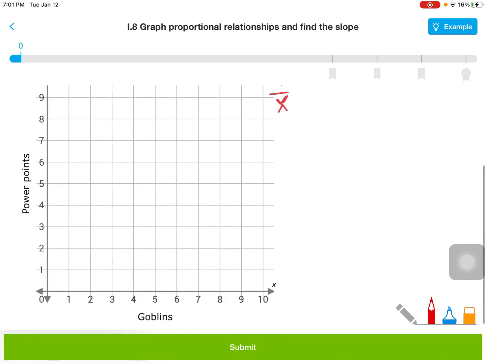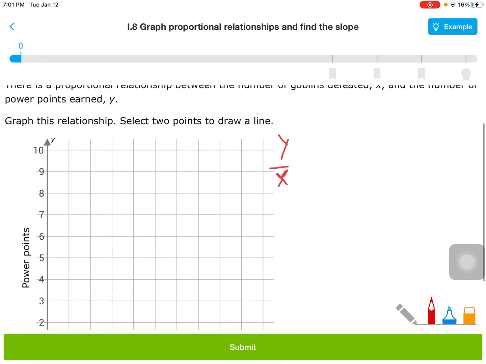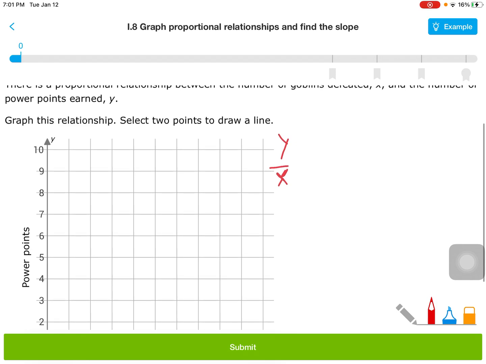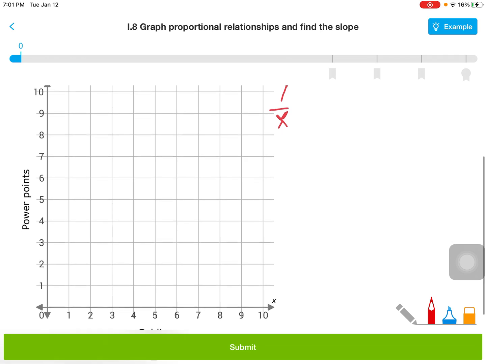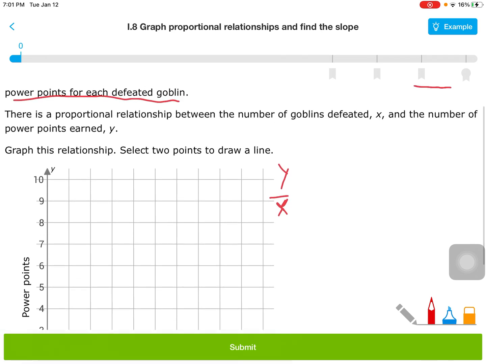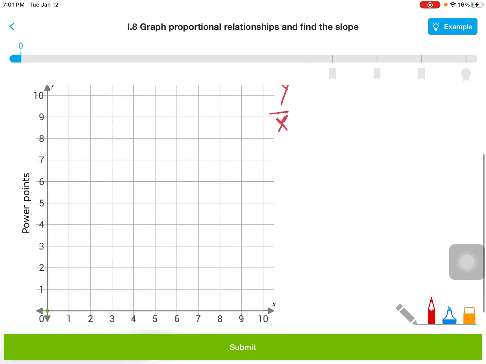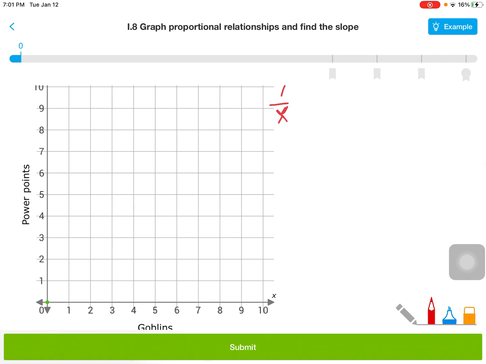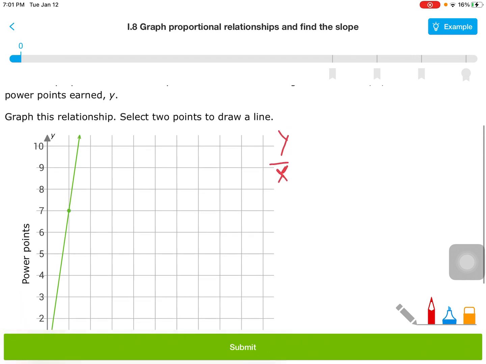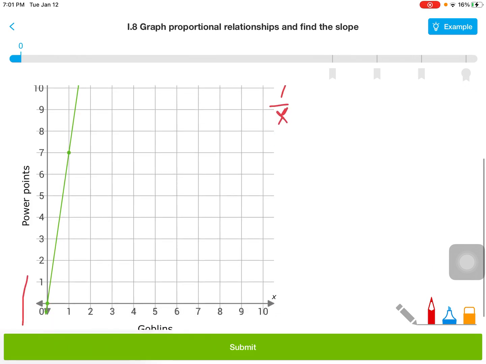So here we have a graph, and we want to graph this relationship. It wants us to select 2 points. It can be any 2 points as long as they are on the line. So first, 0, 0, because if I don't defeat any goblins, I'm not getting any points. When I defeat 1 goblin, I'm getting 7 points. So if I scroll back down, that should look accurate.